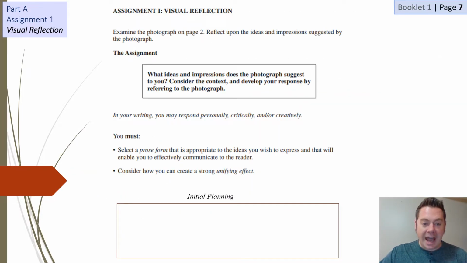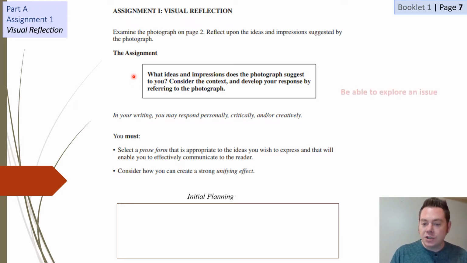So this here is what the actual visual reflection assignment page looks like in the diploma exam. It tells you to examine the visual, reflect upon the ideas and impressions suggested by, in this case, a photograph. And as we saw, the question is always the same: what ideas and impressions does the photograph suggest to you? It says consider the context. So again, you're provided context via that comment that children in the Philippines are floating on their way to school, right? And develop your response by referring to the photograph.